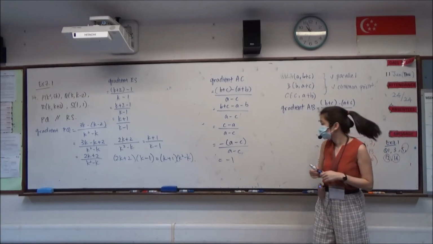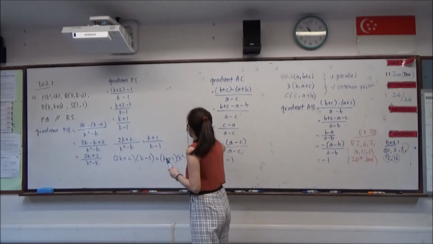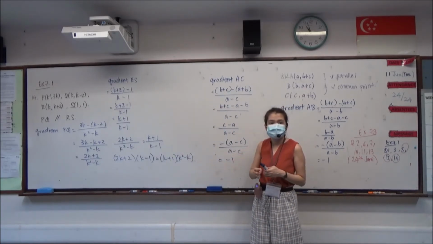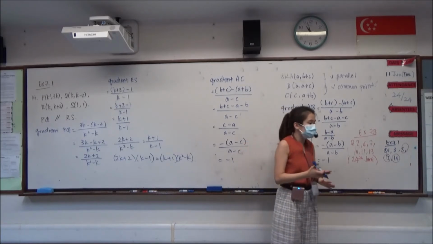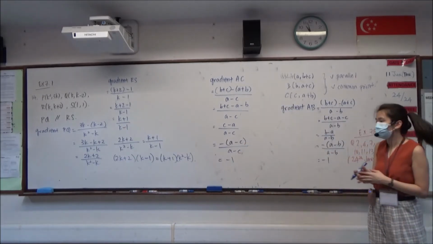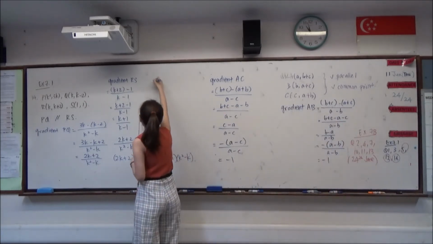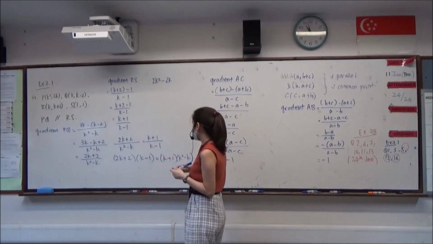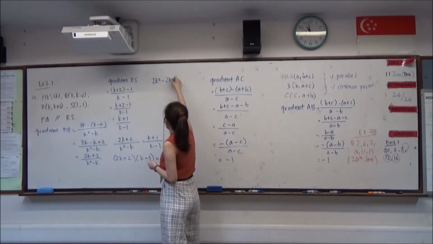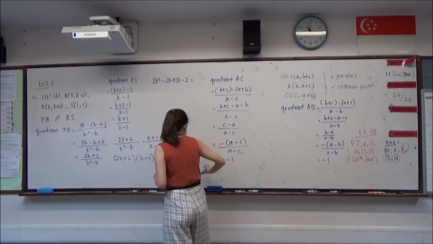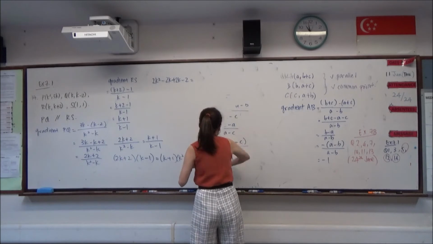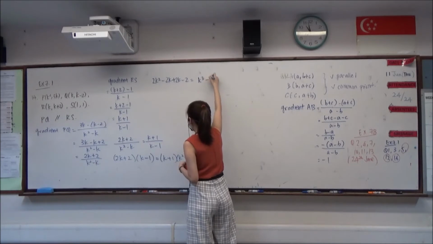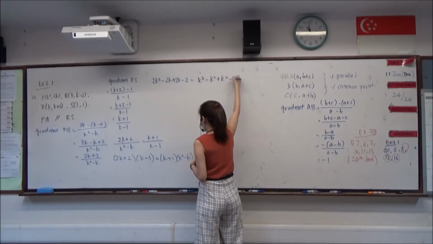From here, what next? What should we do next? Are you able to reach up to this step at least? Then what next? Zhenquan, what next? Expand, okay. Expand and then you're going to end up with a cubic equation. 2k squared minus 2k plus 2k minus 2 equals to k cubed minus k squared plus k squared minus k.